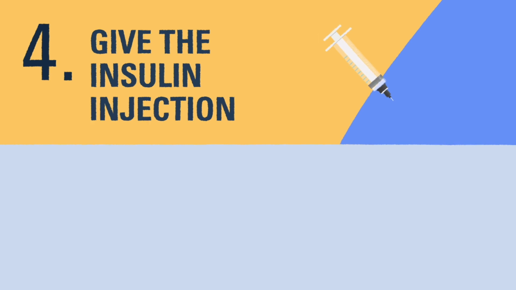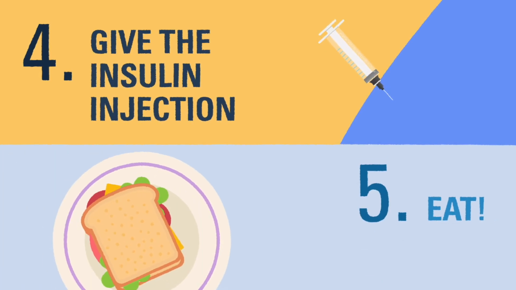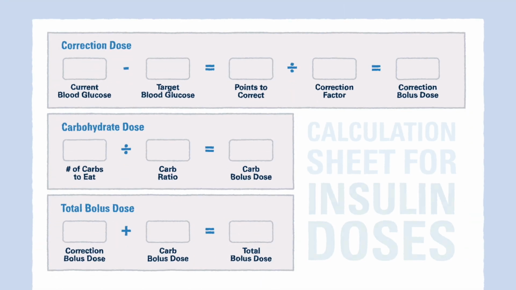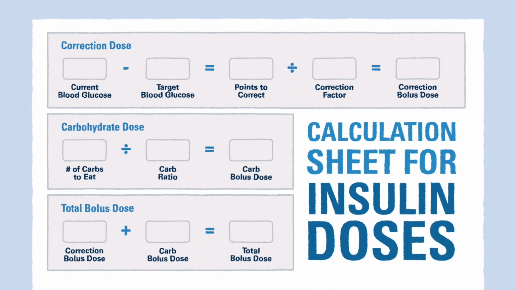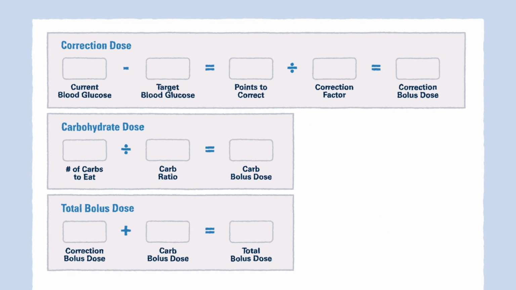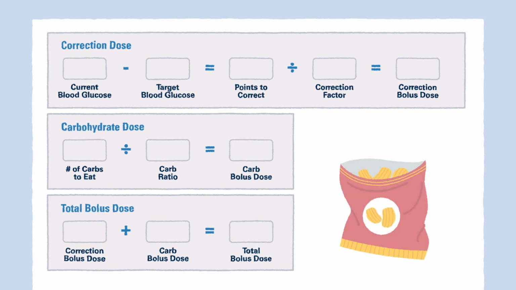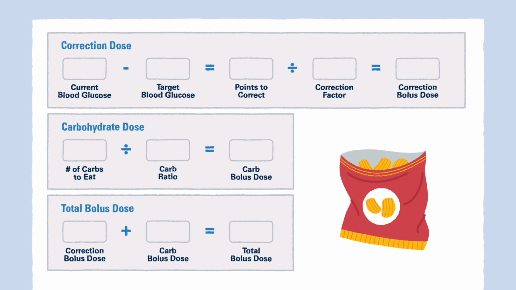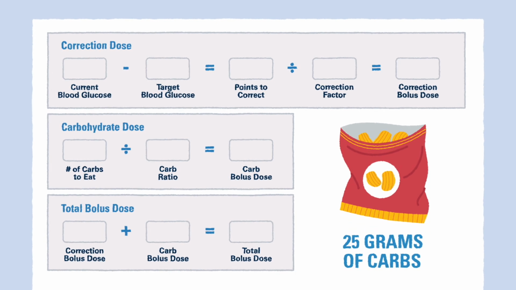4. Give the insulin injection. 5. Eat. This is the calculation sheet for insulin doses. Let's use this to calculate the insulin dose for an example snack. Let's imagine a child with type 1 gets home from school and is planning on eating a bag of chips. The entire bag is 1 serving, and the nutrition fact says it has 25 grams of carbs.